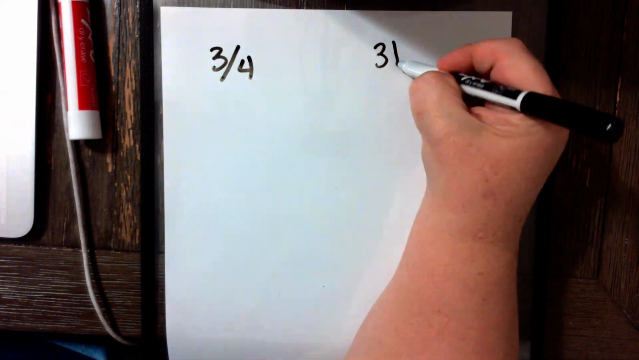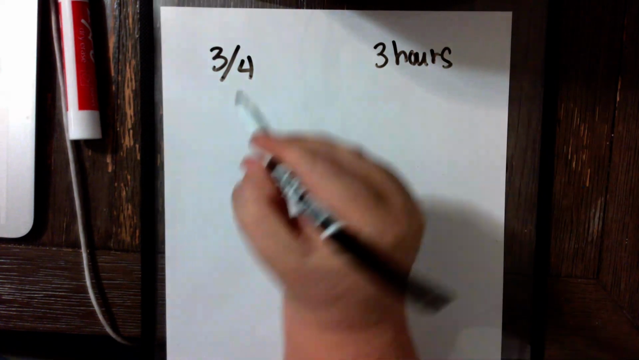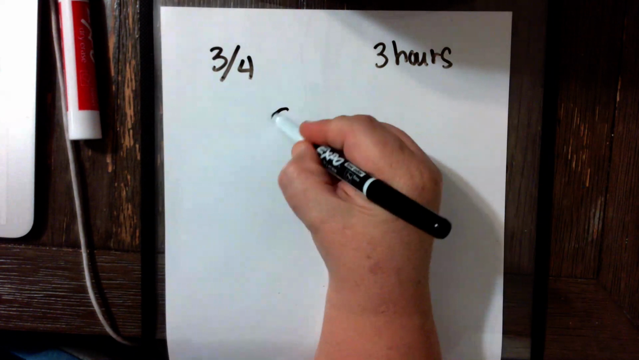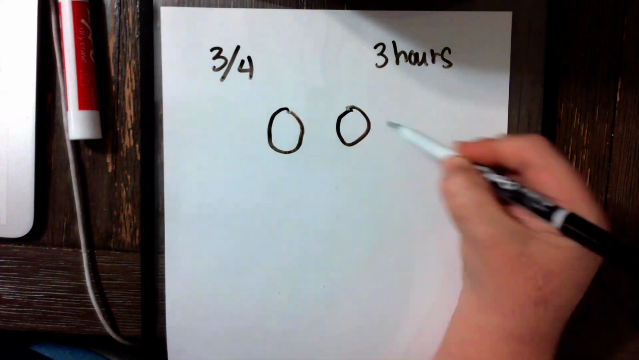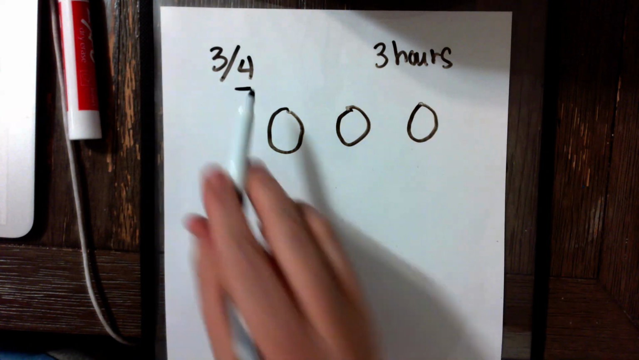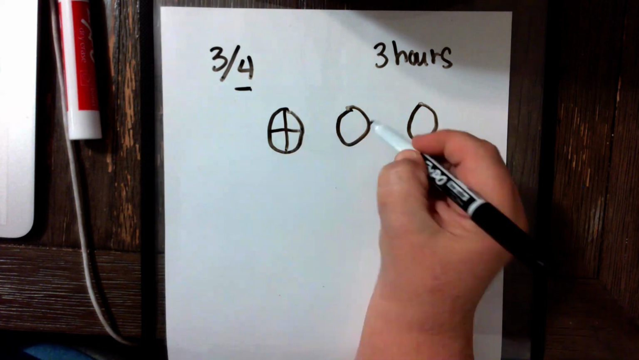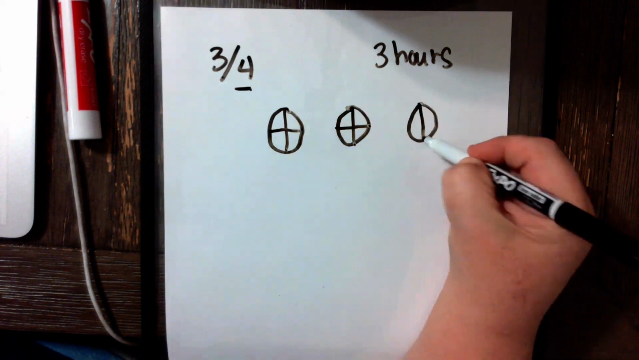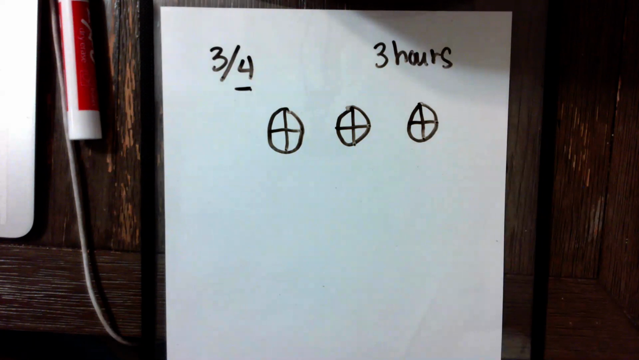Okay, the third question, it says it takes Cindy 3/4 of an hour to complete a puzzle. So I'm going to write that down, 3/4 of an hour. How many puzzles can Cindy finish in 3 hours? So there's a couple of different ways we can do this. I want to do it by drawing a picture first. So I'm going to draw 3 circles to represent these 3 hours. Okay, and then I'm going to divide these circles into fourths because that's what my denominator is. So now I have the 3 hours, and within each hour I have it divided into fourths.